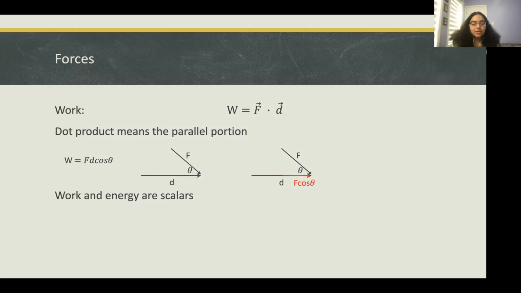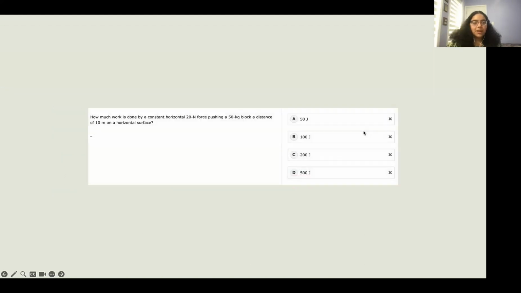And you can notice where the red arrow is, you're basically taking the part of the force that's in the same direction as the distance. So if you're applying a force diagonally, but the distance it's moving is horizontal, the vertical part of your force isn't actually contributing to the work since the distance is only horizontal. Work and energy, it's also important to note, are scalars. There's no direction to either of them. When you take a dot product, you get rid of the direction. Energy is also scalar. So here is a question about work.